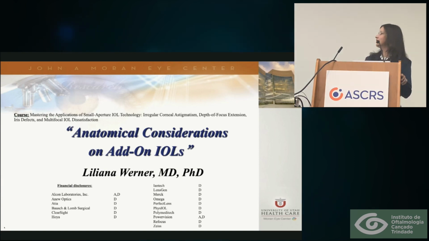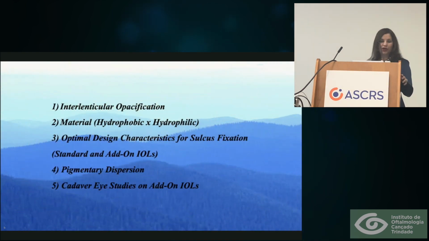So we are indeed going to be making some anatomical considerations for add-on IOLs and IOLs for the sulcus in general. So we are going to be talking about problems such as interlenticular opacification. Is there a material that's best suited for the sulcus? Is there a design that's best suited for the sulcus? We will also be talking about the problem of pigmentary dispersion, and at the end I'm going to show you some data of cadaver eye studies we performed in our laboratory using add-on intraocular lenses.